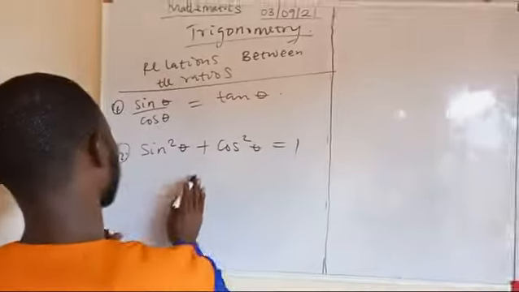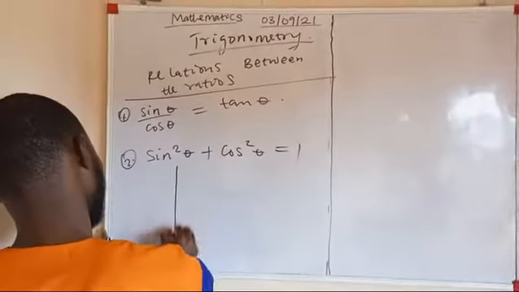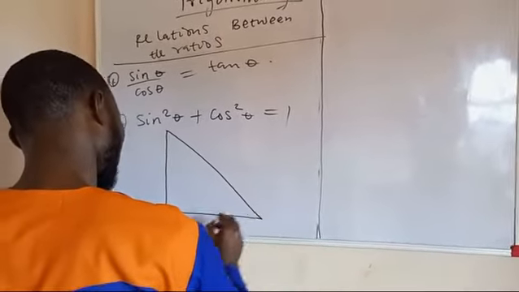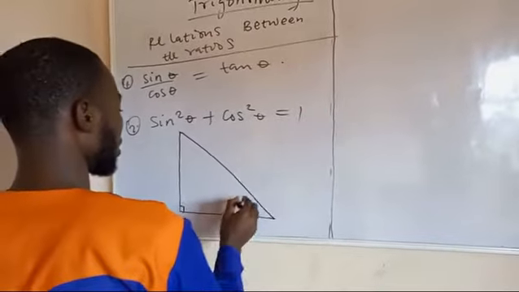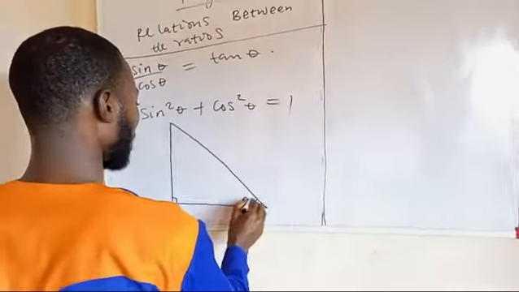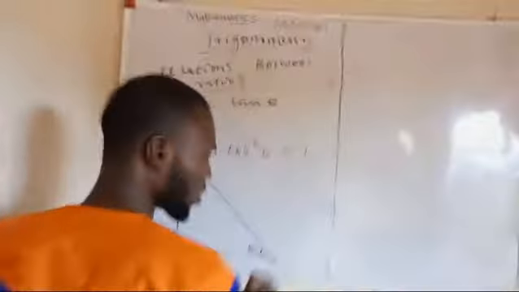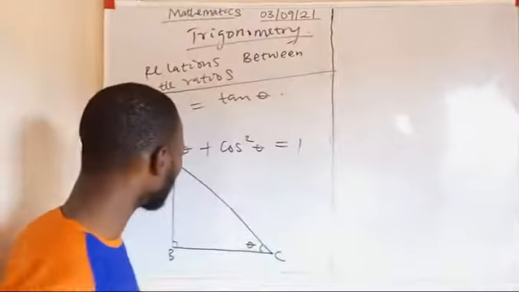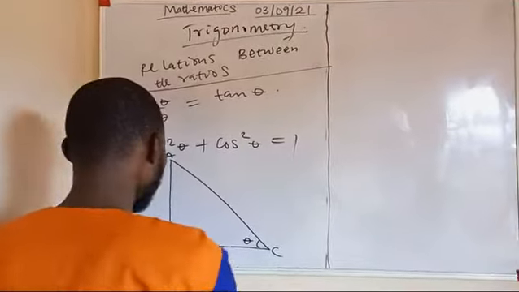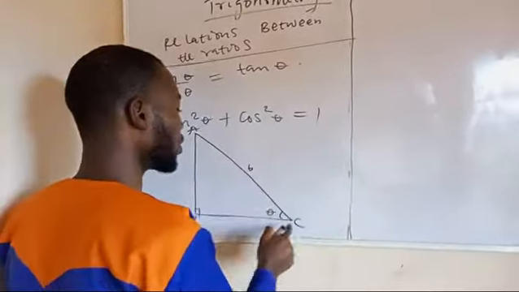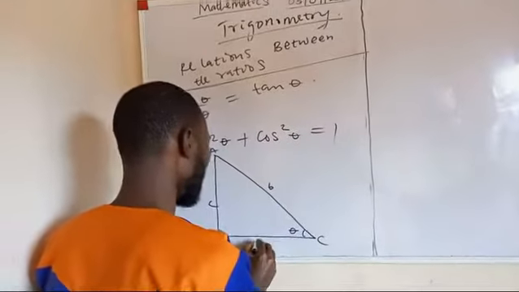A right angled triangle, we have something like this. This is the sign of right angle. This is the sign of angle theta. We have A, we have B, we have C. At this point, see what we're going to do. This side, we are going to name here small letter B, small letter C, small letter A.